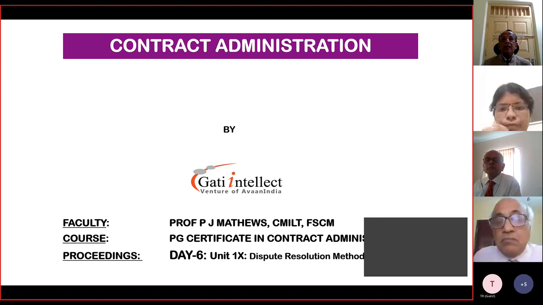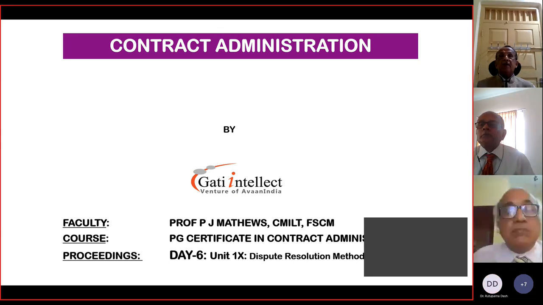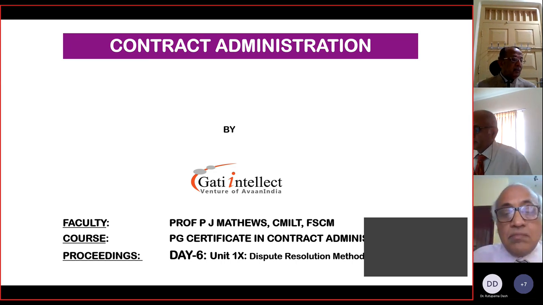Good afternoon, everybody. We have come to the last day of this seminar. It has been a pleasure for Getty Intellect to conduct this program in association with the ASBM. The topic for today is dispute resolution in contract management. I have with me a panelist, Mr. Ramkumar Subramaniam, who is our Vice President for Projects and Consultancy Services.